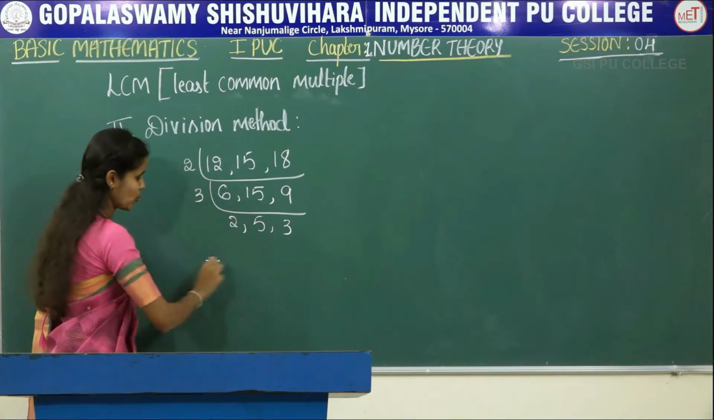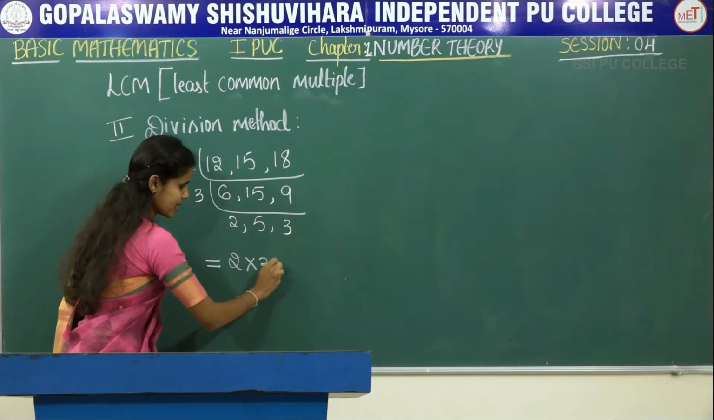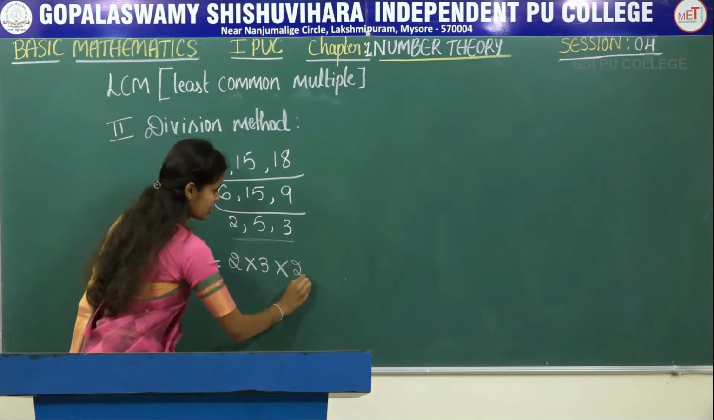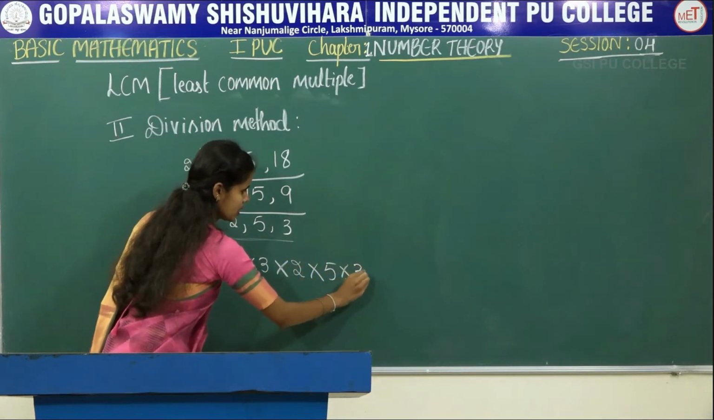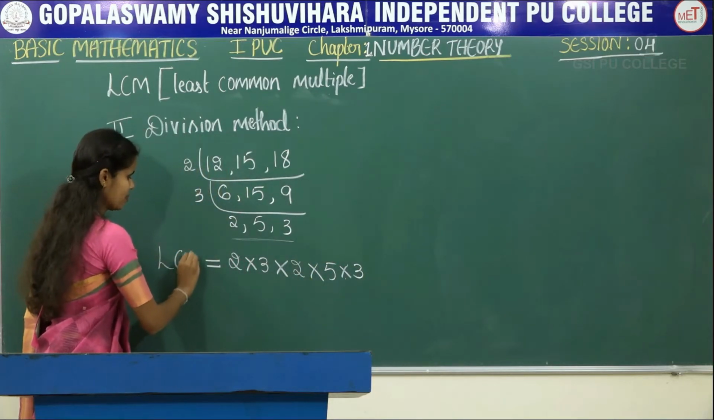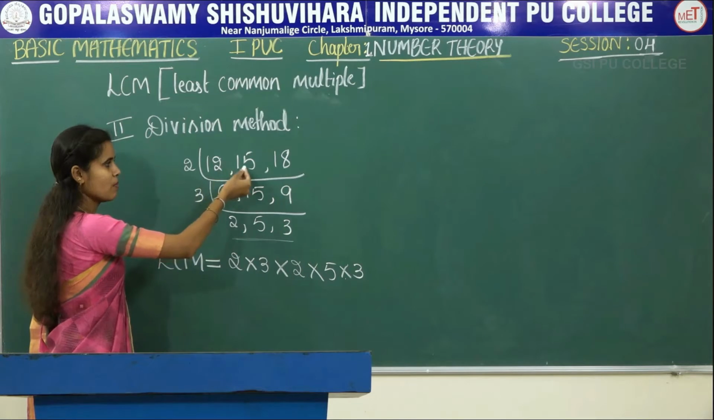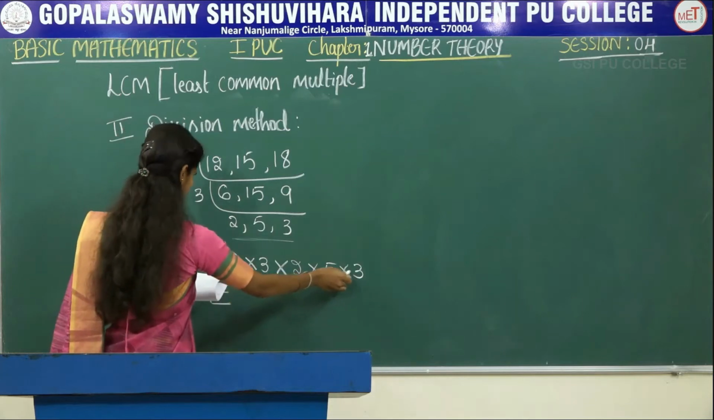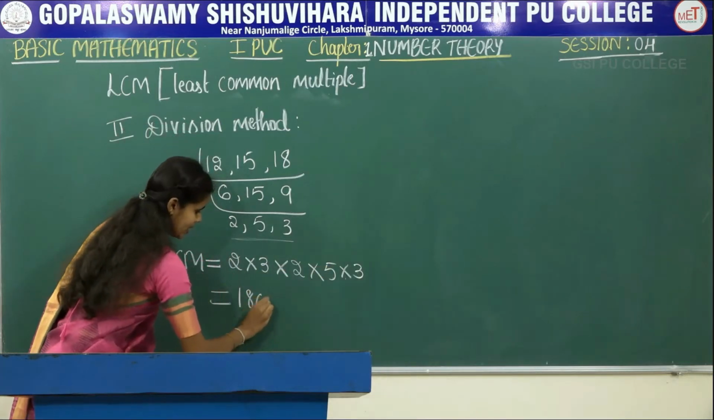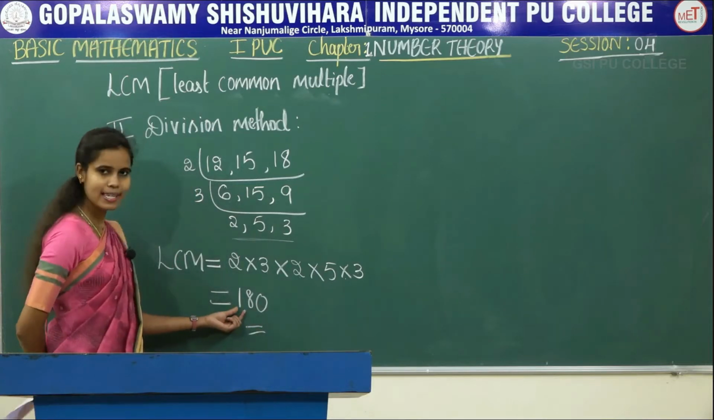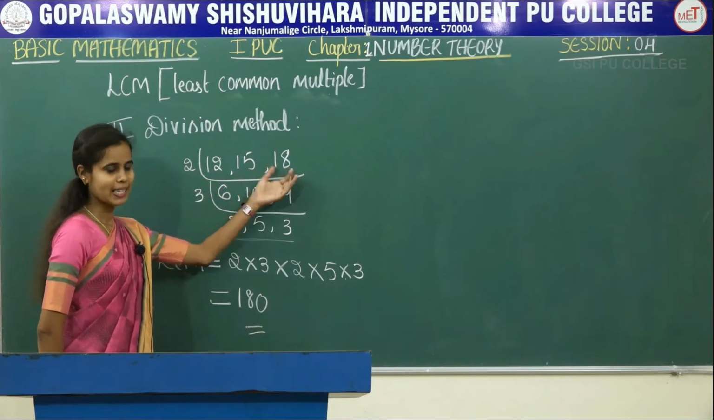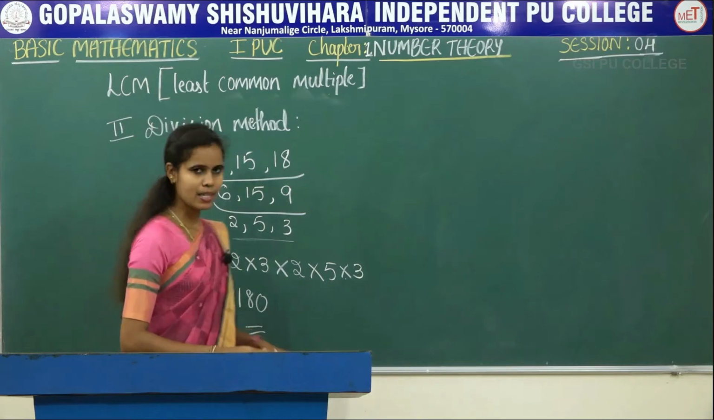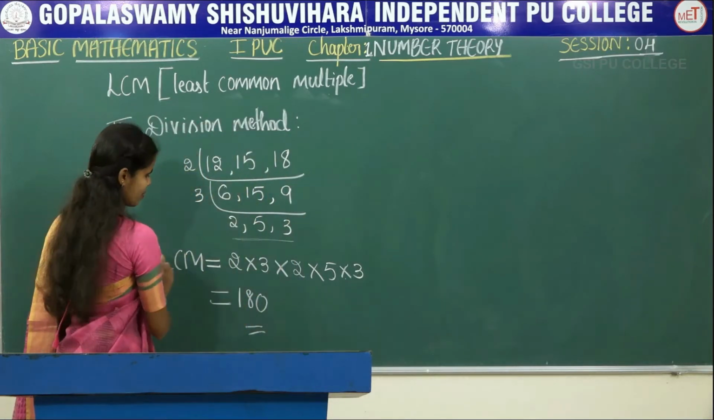The last step is the product of divisors and the numbers on the last line. Here the divisors are 2 and 3, and the numbers on the last line are 2, 5, 3. This gives the LCM of the given numbers. Therefore the LCM of 12, 15, 18 is equal to 2 into 3 into 2 into 5 into 3, which is equal to 180. So 180 is the LCM of 12, 15, 18. This method is called the division method. Let us discuss some problems using the division method.